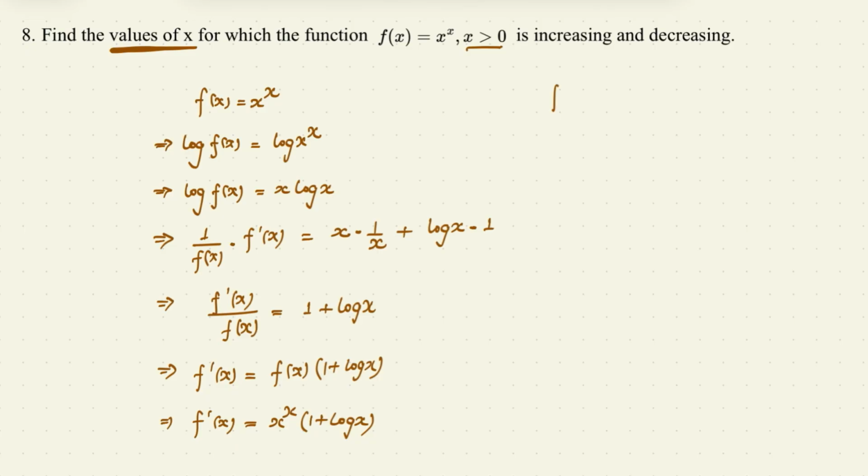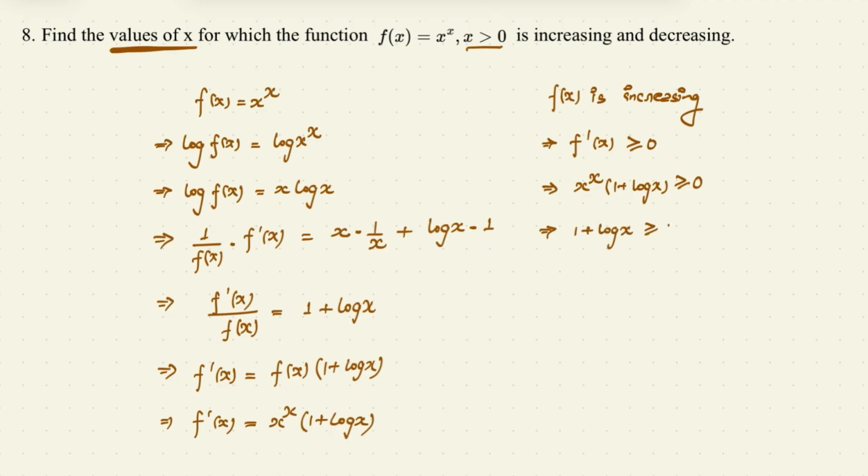See, f(x) is increasing when f dash of x should be greater than or equal to 0, and since the value of f dash of x we have got as x to the power x into 1 plus log of x, so this should be greater than or equal to 0. Now here if you note that the value of x is greater than 0, that means x is always positive, and therefore x to the power x will be positive. So let us divide both sides by x to the power x, then I will have 1 plus log of x greater than or equal to 0.